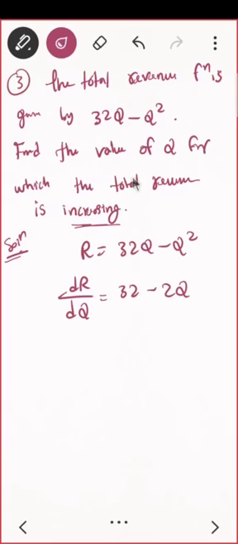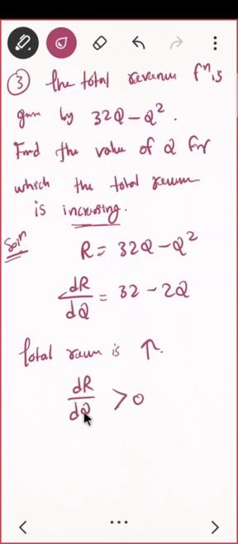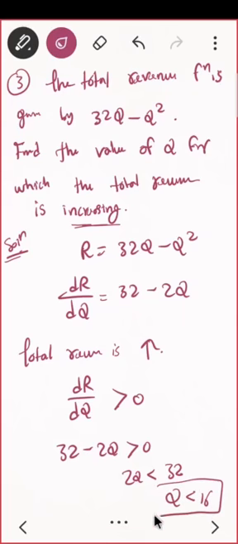Now what you are asked to find is when total revenue is increasing. What do you mean by that? That means the derivative with respect to q is positive. That means 32 minus 2q is positive. So what do you mean by that? Your q must be less than, can you see that? Or 2q is less than 32. Can I write it like this? Taking minus 2q to the other side, I am writing like this. That means your q should be less than 16. This should be your final answer.